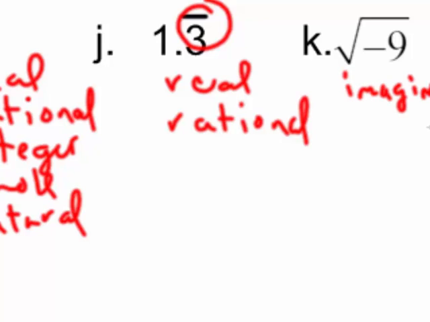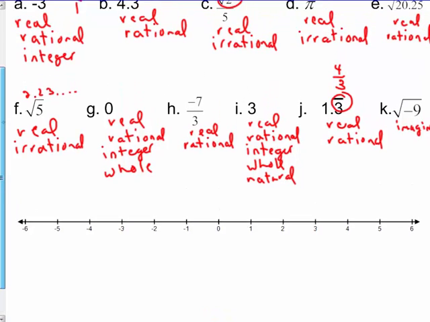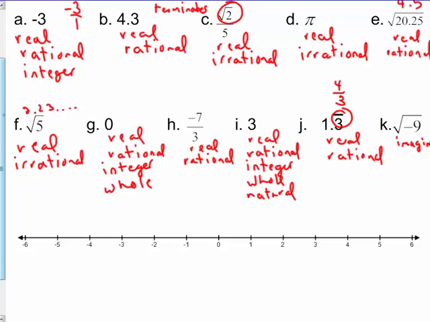In K, the square root of a negative, that's imaginary. It can't be real, can't be anything else. If it's imaginary, it can't be real, can't be rational, can't be irrational, can't be a natural number, a whole number, or an integer. So looking at this, we're going to plot these points.